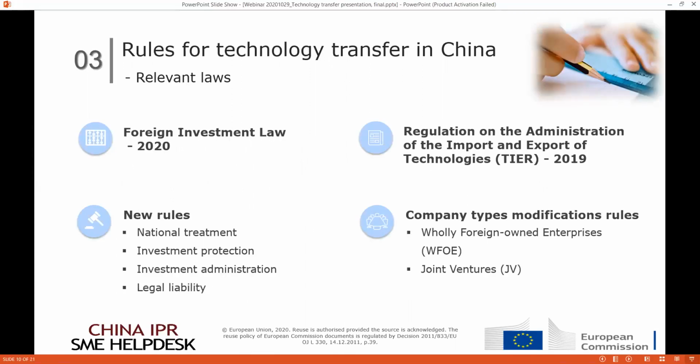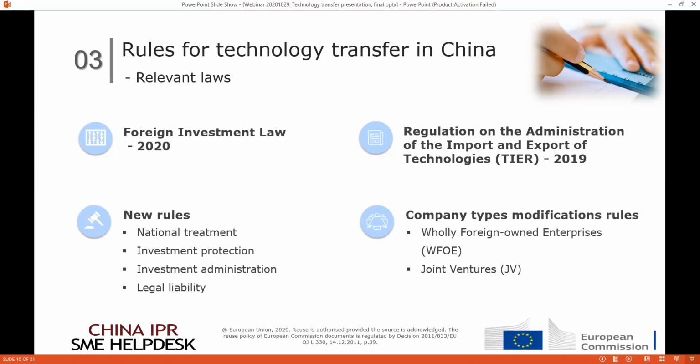What are the rules for technology transfer in China? What are the most relevant laws? The most significant one, I think, is the foreign investment law that came into effect this year. Sadly, we still do not have many cases because of the situation that is known by everyone, that has made it difficult to perform business in the last almost entire year. So we still haven't seen many cases about how this law works in practice. However, we expect to see it in the next year.